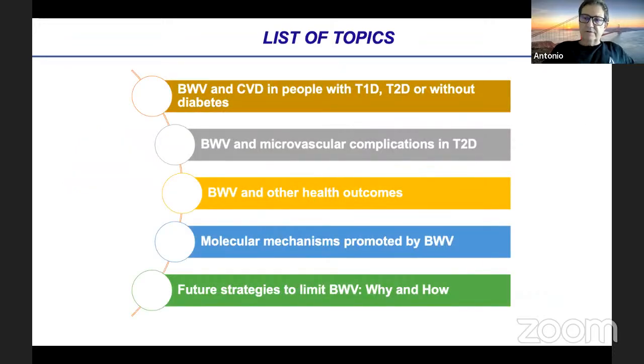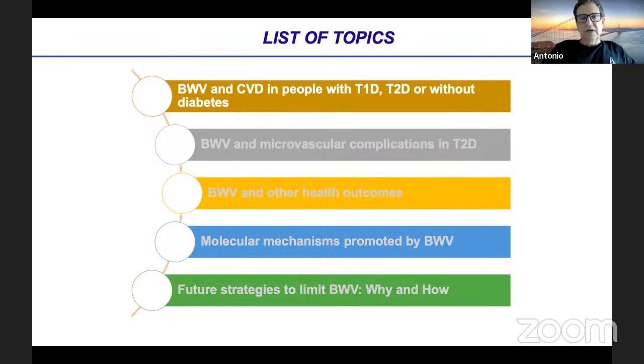What I will share with you this evening is to look at the association between body weight variability and cardiovascular disease in people with type 1 and type 2 diabetes, but also without diabetes. The impact of body weight variability on microvascular disease, on other health outcomes, the possible molecular mechanism, and finally, what can be the strategies to face this kind of problem.